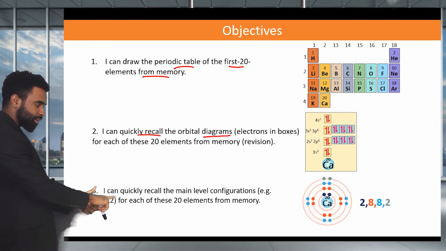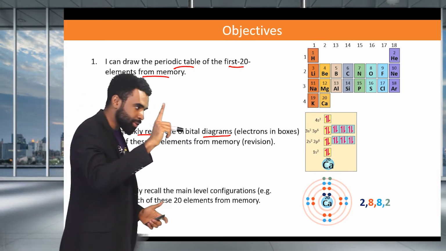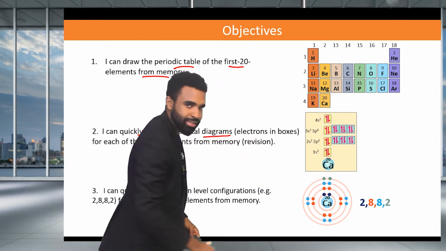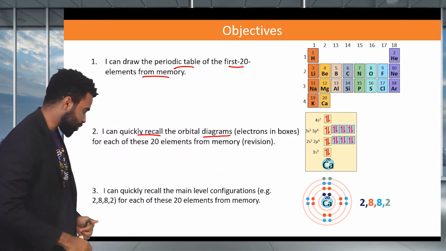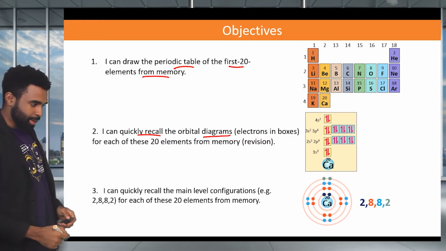Thirdly, I'd like for you to be able to quickly recall the main level configurations. That's this stuff, 2,8,8,2, 2,8,8,1, and so on, for these first 20 elements, again from memory.